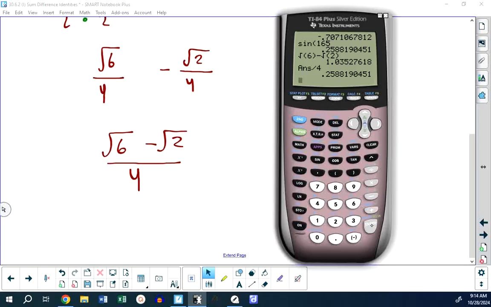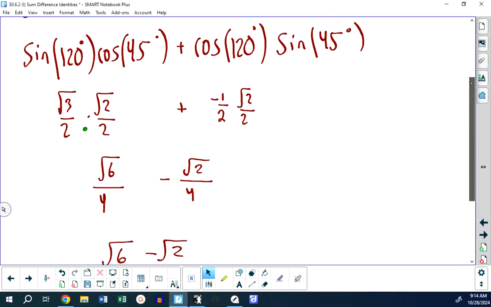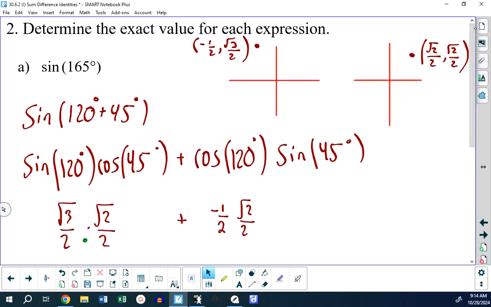And these questions may be presented to you as sine of 165 is root A minus root B over C. And if you have the tenacity to start putting in random numbers for A, B, and C until you get that 0.25 whatever, I applaud you. But it's going to be a long journey. Any questions with number 2? All right.